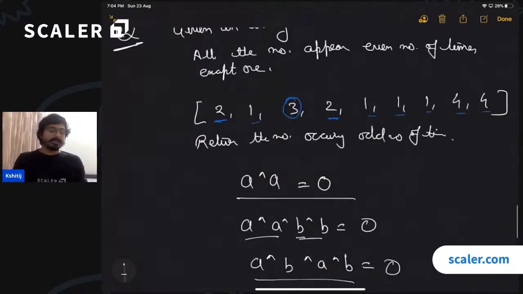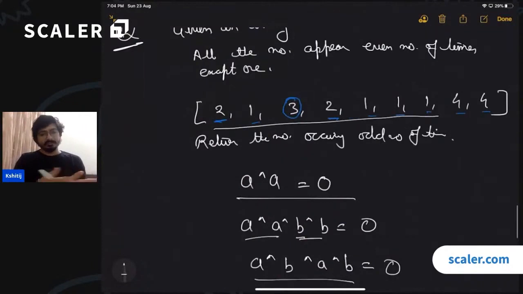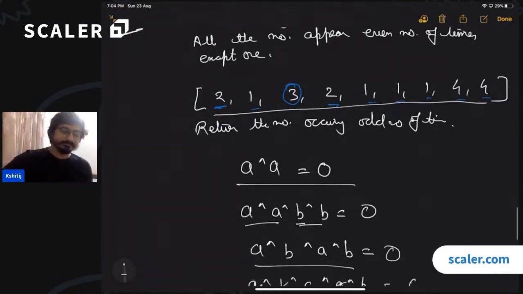So if you quickly take the XOR of all these numbers, then you get the element which is occurring an odd number of times. Okay, is this thing clear to everyone?